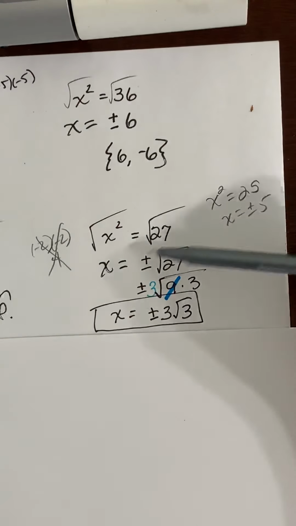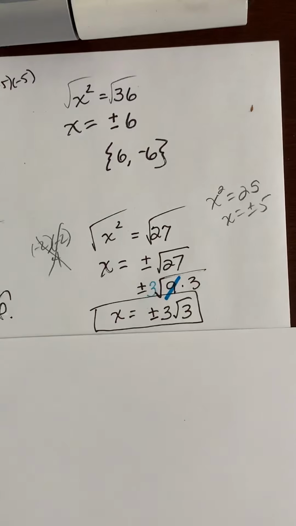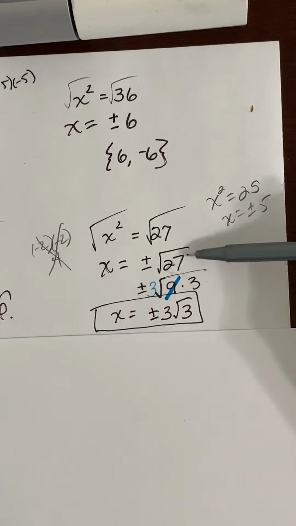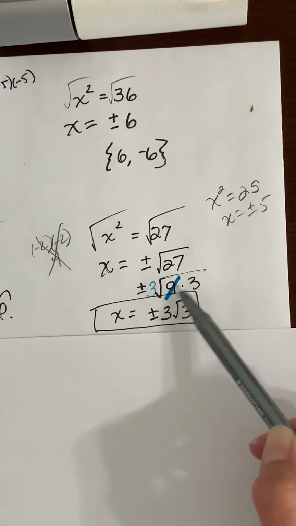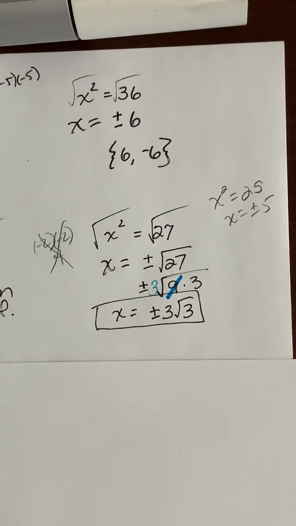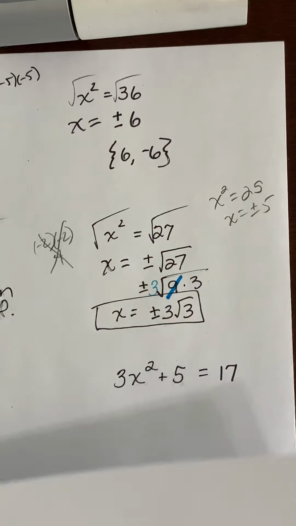Okay, so again, you'll do this when they ask for the exact answer. And it's anytime the number underneath the radical can be broken down such that you can square root one of its factors. Okay, so pretty much that's the whole lesson. There's just going to be a couple more steps for these next couple.